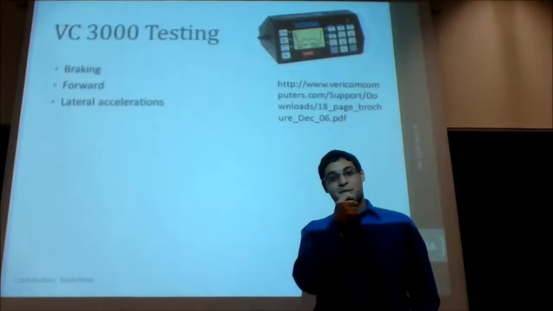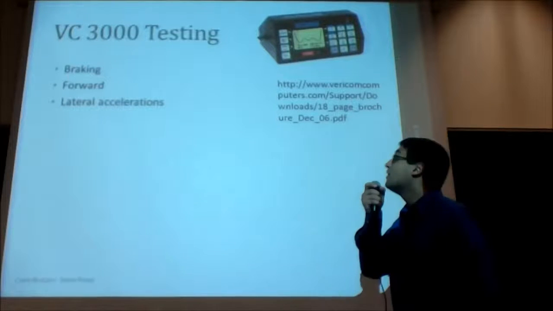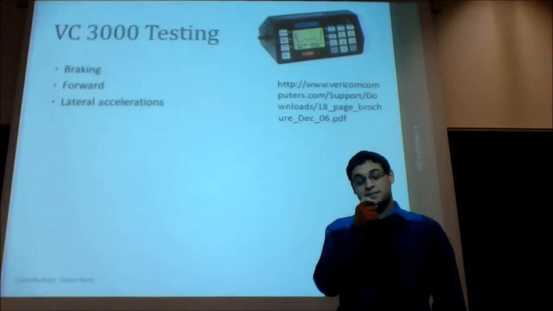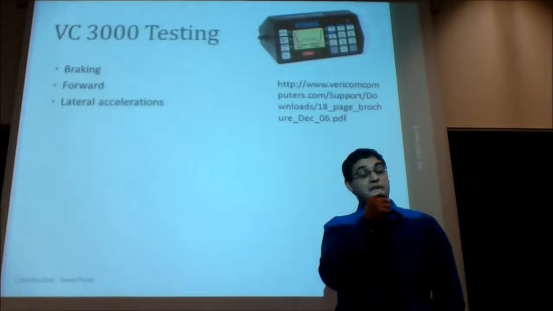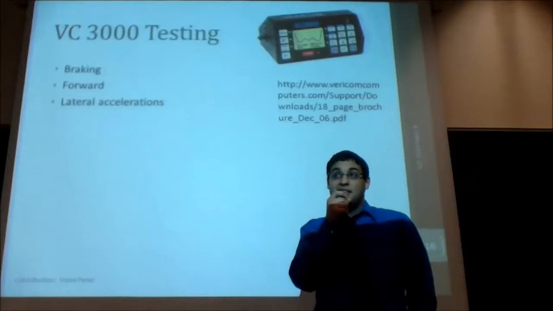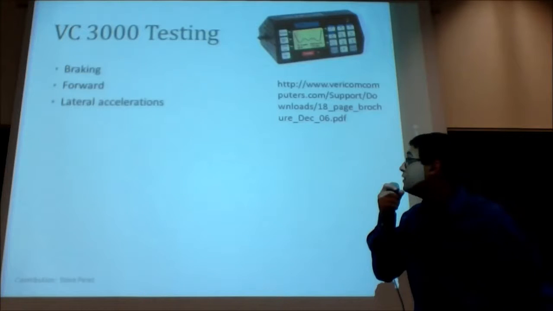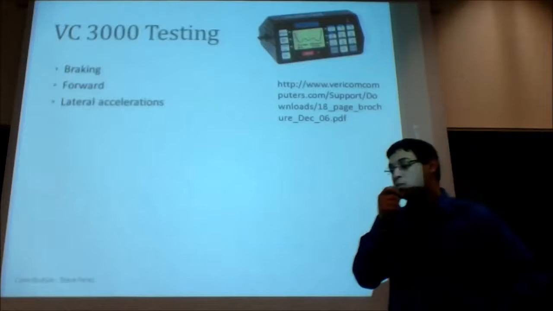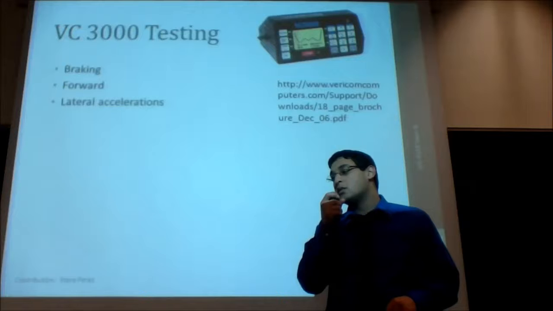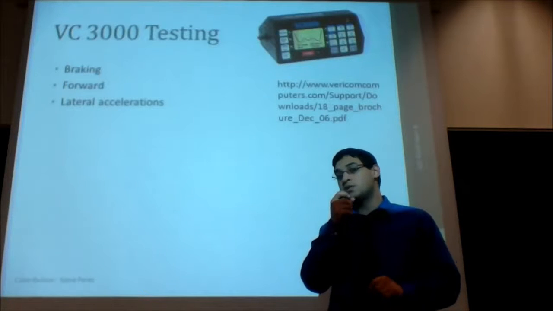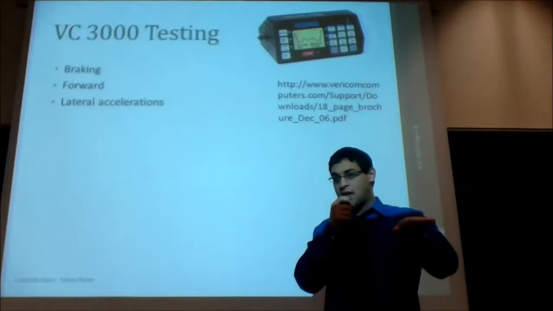Hello, my name is Steve Perez, and I'll be discussing how we did our VC3000 testing. We found an open lot, Lot 11 of the school. It was pretty level ground. It's over by the daycare. And what we did is we tested the braking, accelerating, and turning G-forces on the car, both in the X and the Y direction.